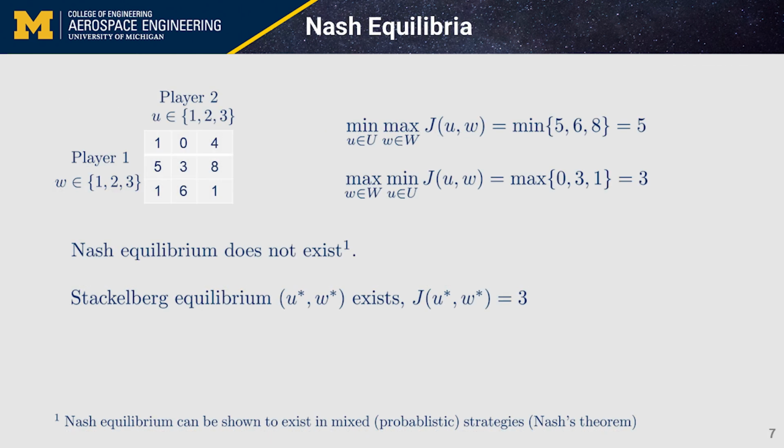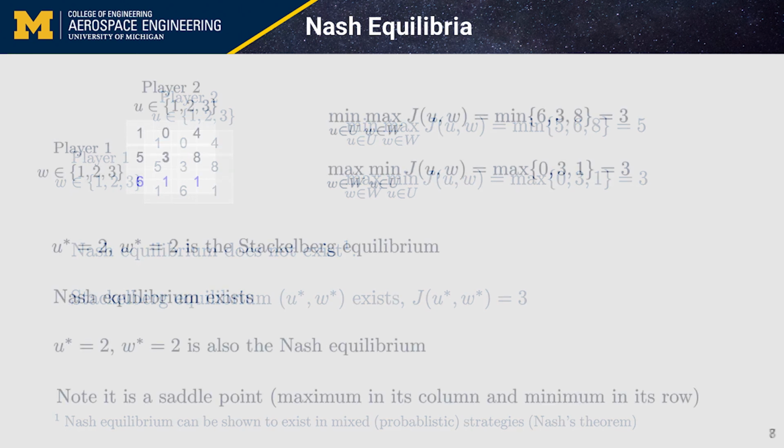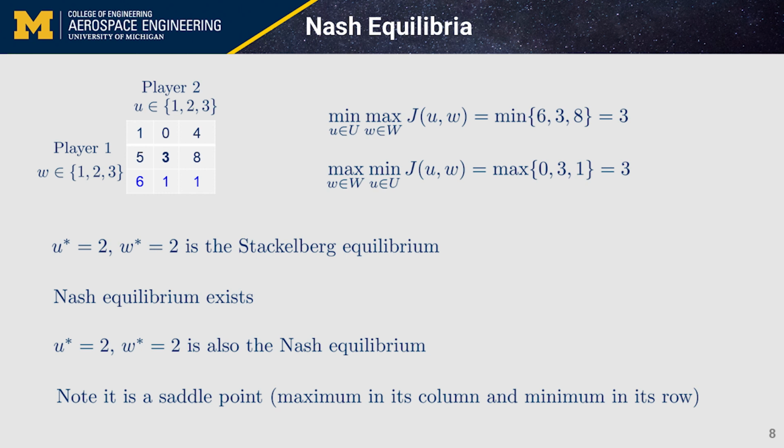Now, if you briefly look at this example, it turns out that min max is not equal to max min. And so here, Nash equilibrium doesn't exist, while the Stackelberg equilibrium does exist. That's not necessarily a problem, because you can show that Nash equilibrium does exist if you convert this problem to its probabilistic variant, basically using so-called mixed strategies. And if you modify the last row of the payoff matrix, you could also find a Nash equilibrium. So in this particular case, U star equal to 2, W star equal to 2 is going to be also the Nash equilibrium.